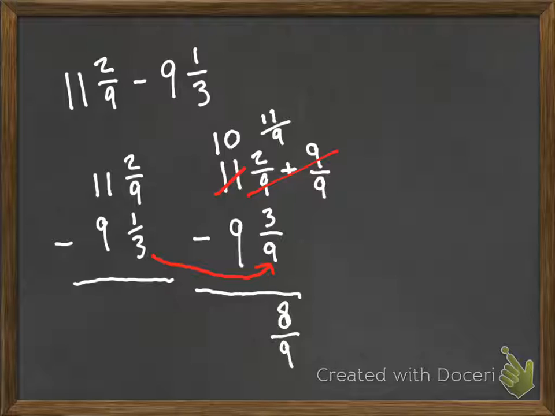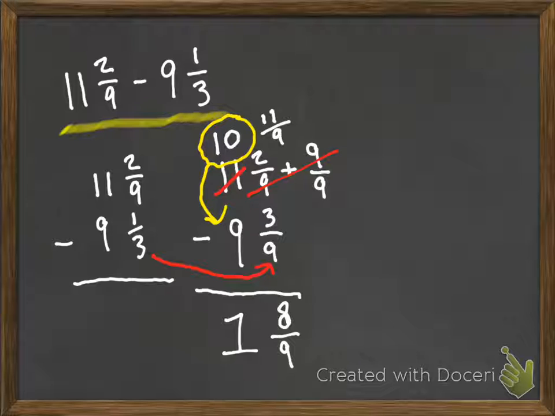And then the next step is going to be to take our 10, and just so you know where I'm looking, I'm talking about this 10 right here, and I'm going to subtract 9. 10 minus 9 is going to give us 1, and we're finished. So, in other words, coming back up to the top, 11 and 2/9 minus 9 and 1/3 is going to give us 1 and 8/9.